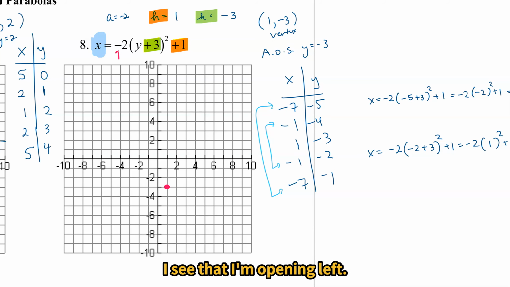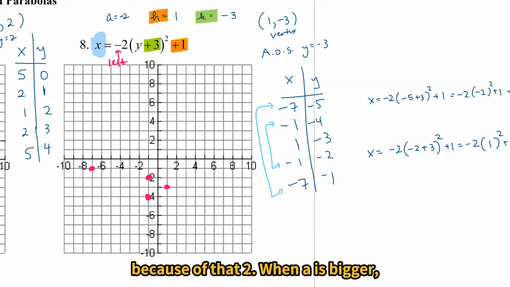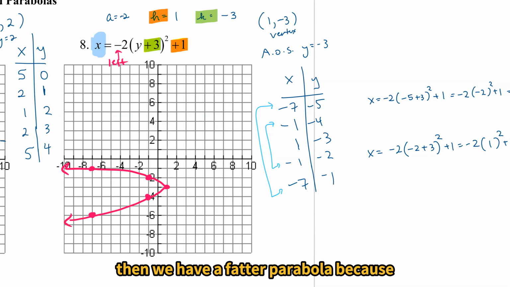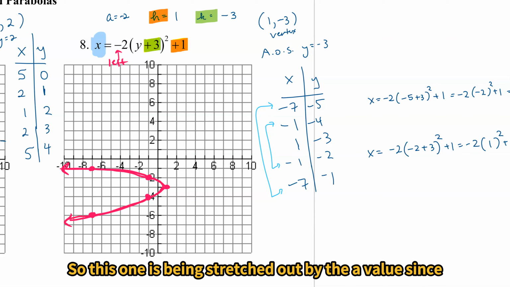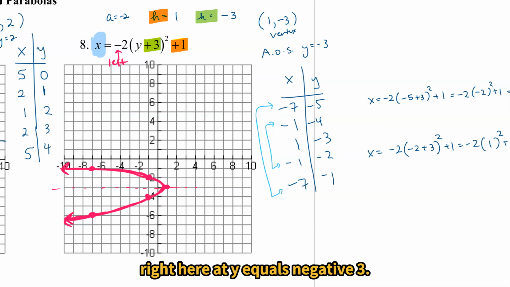I see that I'm opening left, and I'm going to have a stretched out parabola because of that 2. When a is bigger, the parabola gets stretched out more. If the absolute value of a is between 0 and 1, then we have a fatter parabola because it's being pushed down by the a value. So this one's being stretched out by the a value since the absolute value of a is greater than 1. And sure enough, there's our axis of symmetry right here at y equals negative 3. We've got our vertex here at (1, -3).